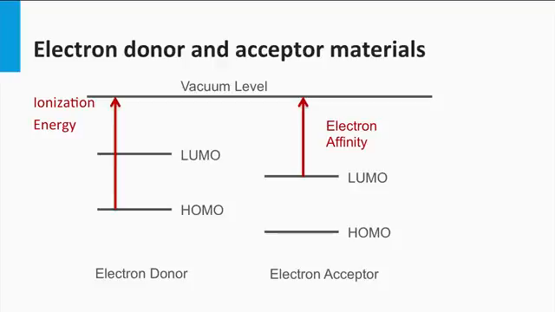It means when a molecular material has a low ionization potential, it can, with relative ease, release an electron out of the material. It can act as an electron donor. When a molecular material has a high electron affinity, it can easily accept an additional electron in the LUMO or conduction band.